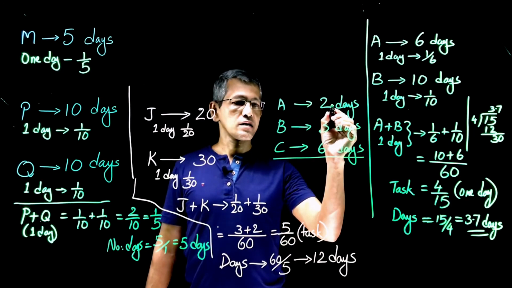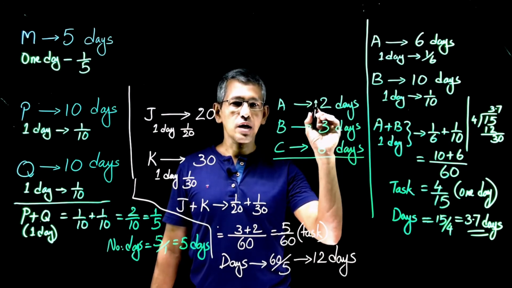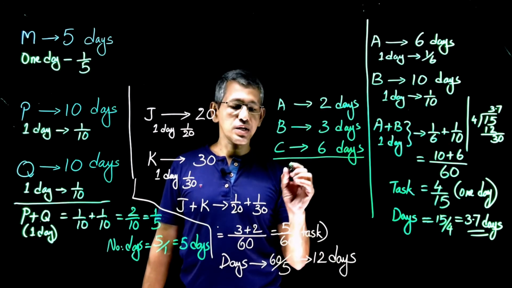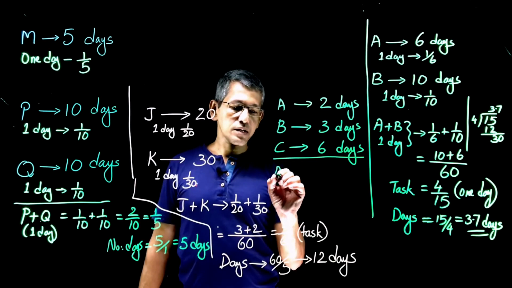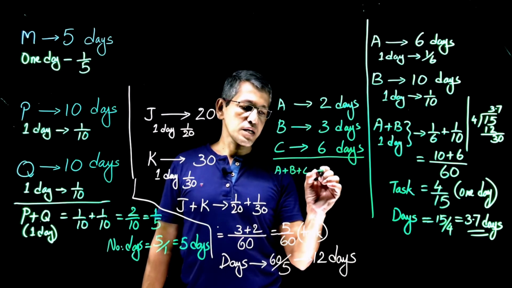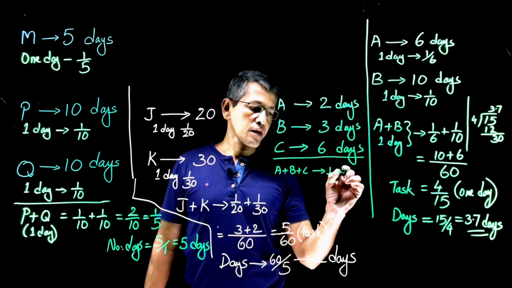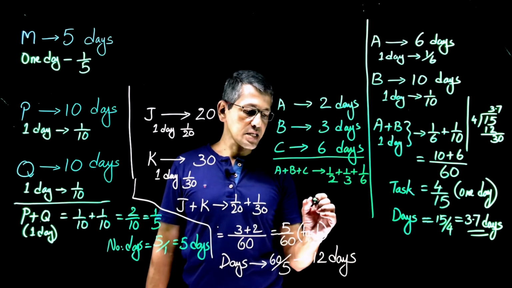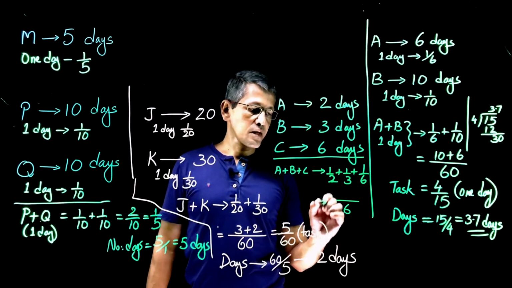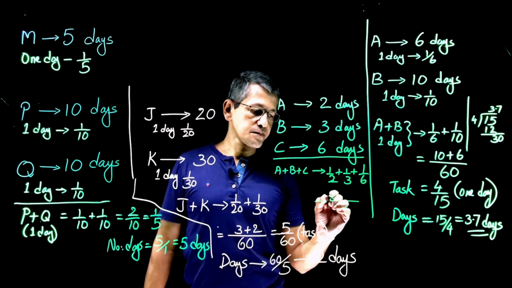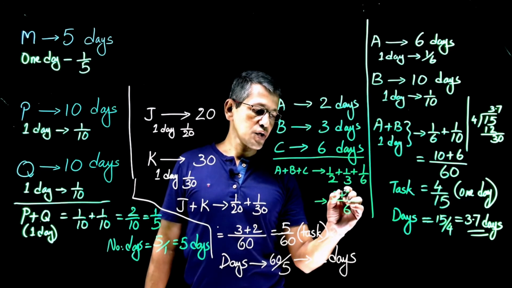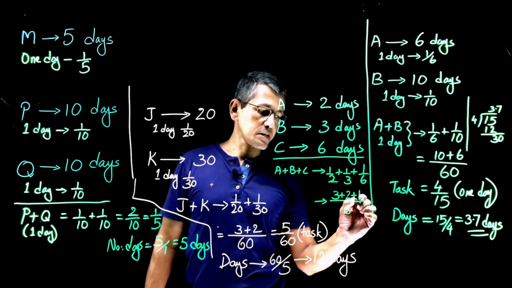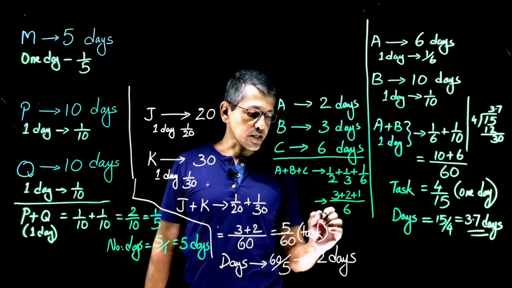So, 1 day. If A works for a day, it's 1 by 2 of the task, and B works for a day, 1 by 3, and C works for a day, 1 by 6. If they work together in a day, what do we get? A plus B plus C in a day, what they can do is 1 by 2 plus 1 by 3 plus 1 by 6, the LCM is 6. So what we get here, it would be 3 plus 2, right? Plus, we have 1. So ultimately, 3 plus 2, 5 plus 1, 6. So 6 by 6.